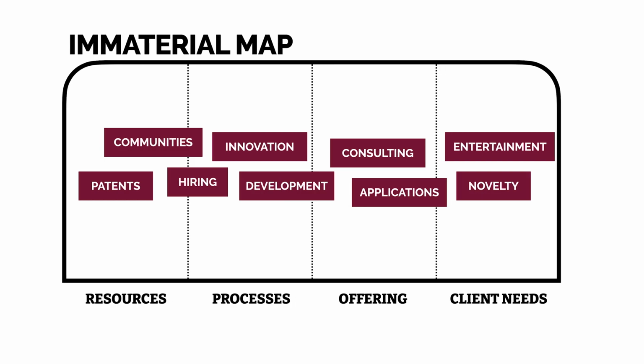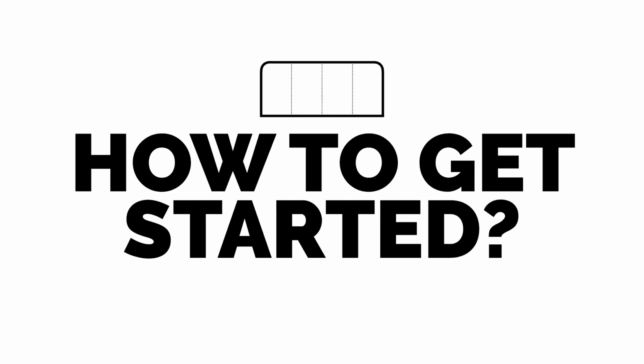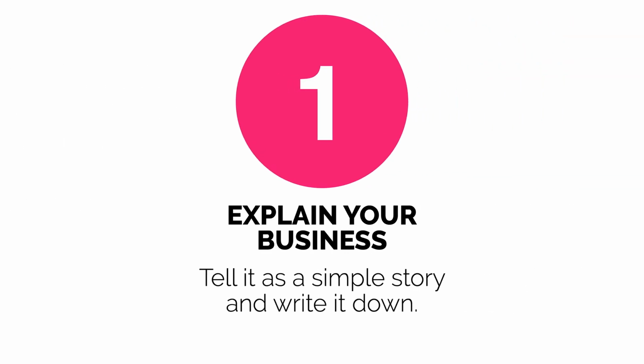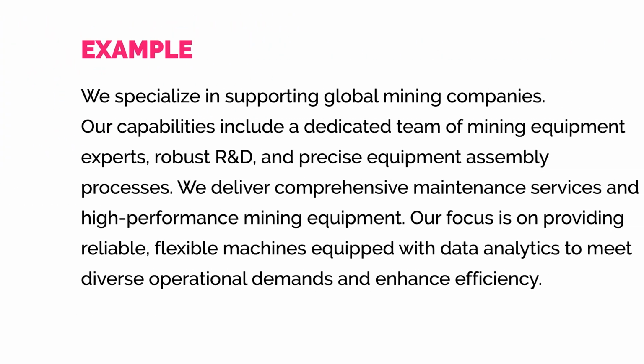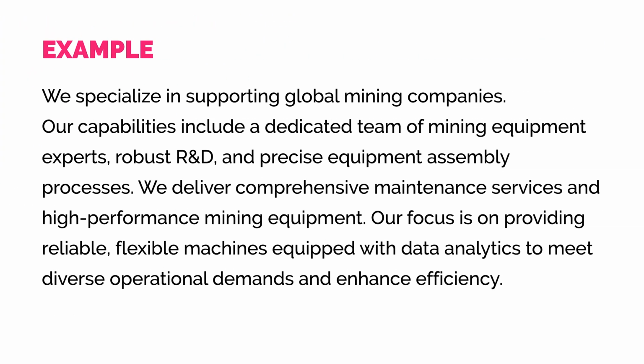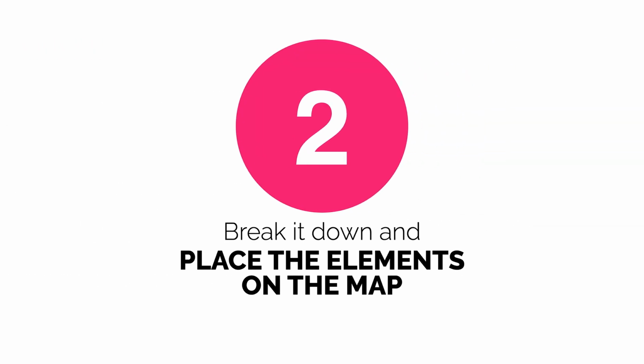So how to get started with the Immaterial Map? First, explain your business. Tell it as a simple story and write it down. It doesn't have to be a long story, but it shouldn't be too short either. It should consist of your client needs and how you serve them and what makes you special. When you have that story ready, break it down into elements and place the elements on the map.